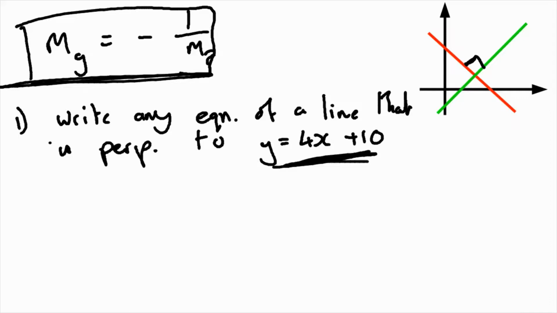So the gradient of any line that is perpendicular to 4x plus 10 will have a gradient of negative 1 over 4. So the gradient of any line that is perpendicular will be negative 1 over 4. Now we can add any number onto this that we want, so I'm just going to put a c, just to say any number.